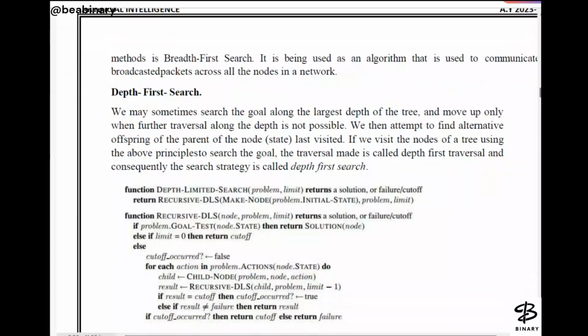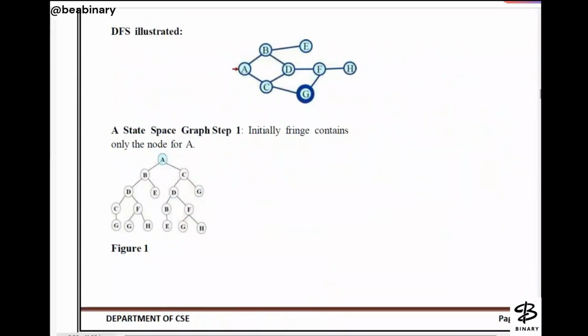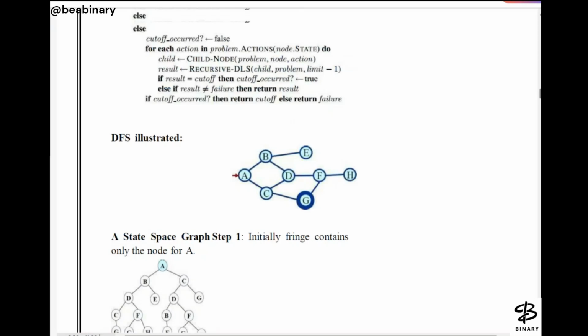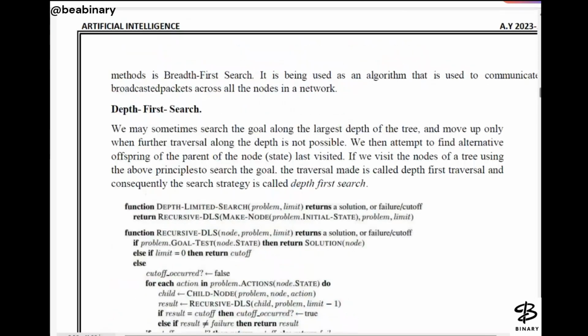So we have discussed the first node here, the breadth first search. Now another search technique under the uninformed search strategy is the DFS, depth first search. So what comes under this?